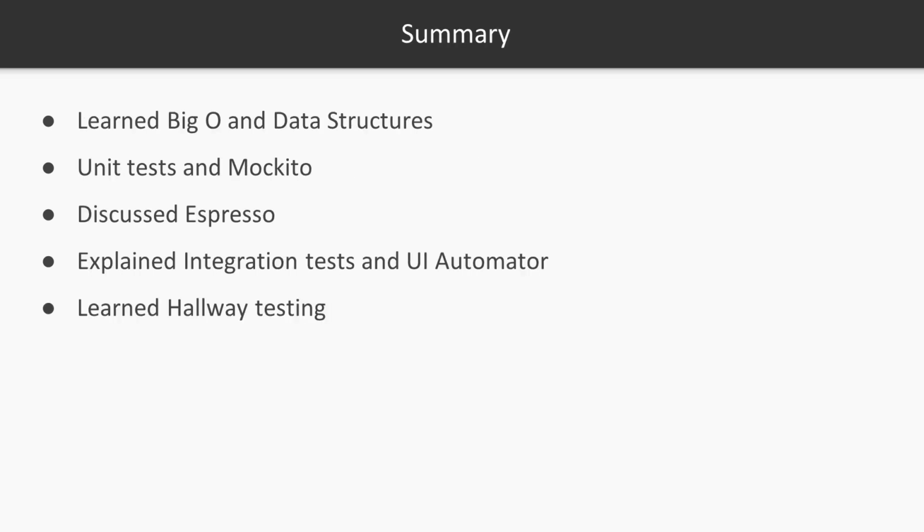In this section, we have talked about big O notation and data structures and how to make use of them to get a better performance in your application. And then we moved on to unit tests and Mockito with Espresso. So using these frameworks, we have learned how we can construct tests that will help you test various aspects of the application at the various levels. And then we used those frameworks in integration tests, and we have covered what UI Automator has to offer. And finally, we took a quick look at hallway testing.